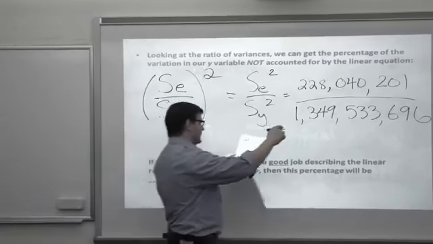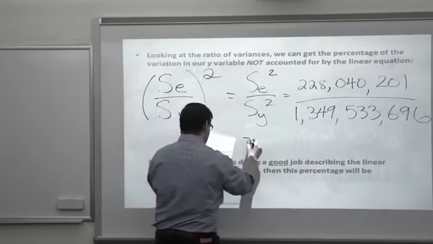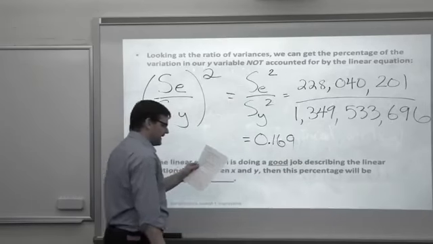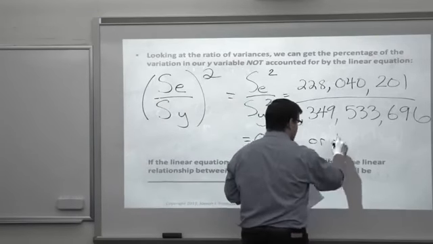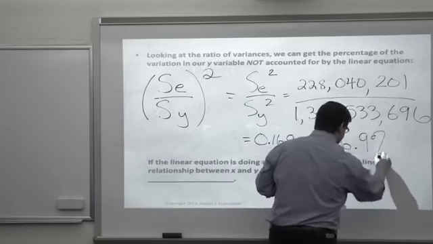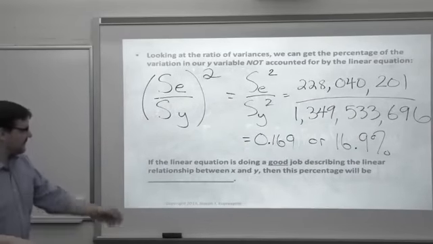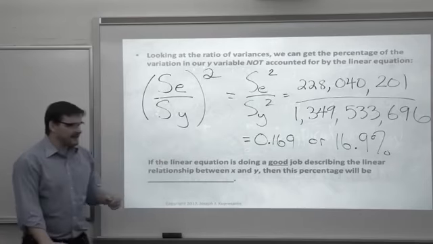If you divide this out, remember we already squared these already. Turns out this is 0.169, or finally, the longest calculation of the semester, at least getting there, 16.9%.